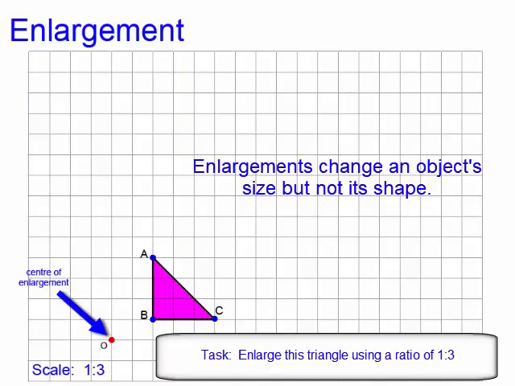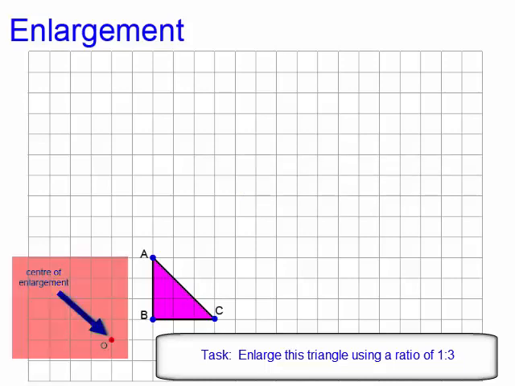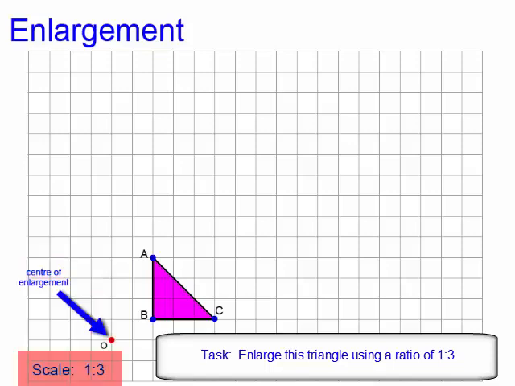When we make an enlargement, we change the size of an object but not its shape. In this example, we want to make an enlargement of the triangle ABC, and in order to do this we need two pieces of information. We need the centre of enlargement, here marked O, and we need the scale used in the enlargement.